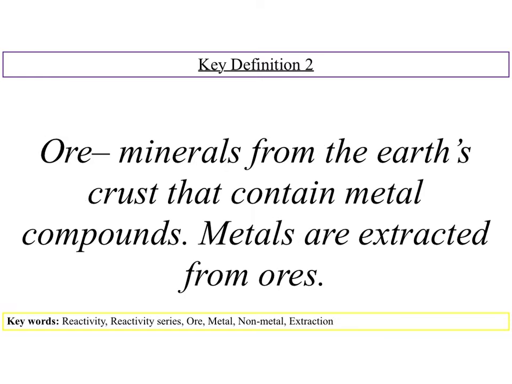Next key definition is what an ore is. This normally comes up for a 1 mark, so it comes up quite a lot for 1 mark. So ores are minerals from the Earth's crust that contain metal compounds. Metals are extracted from these ores, okay? So the Earth's crust is the bit that we stand on. It's the thinnest bit, but it contains the most useful things to us. So remember from last year, the mantle's below it. But what we do is we mine and extract ores from the Earth's crust. That's where we find the majority of the metals that you use every day.